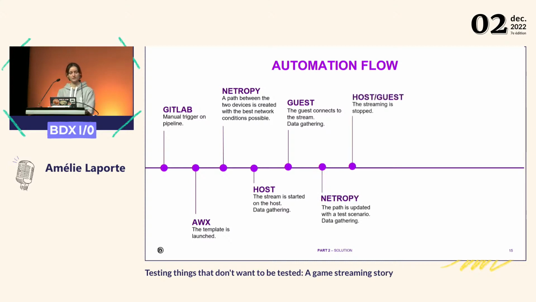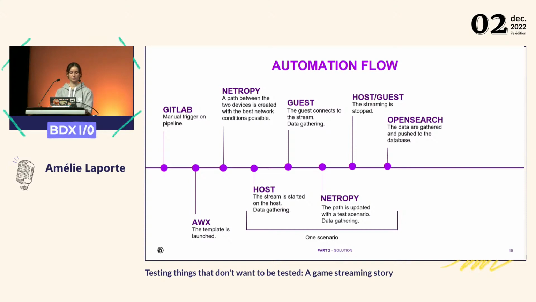And so this will be a 2-minute experiment, and after those 2 minutes, we will stop the streaming on both computers. We will gather all the data and push them into the database. So this is only for one network scenario, but in a test pipeline, we have a lot of them.